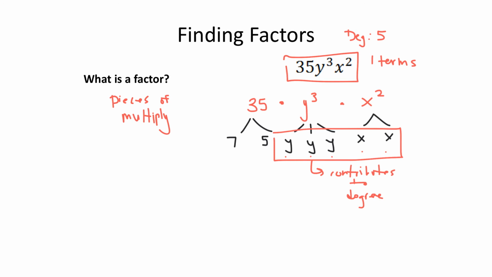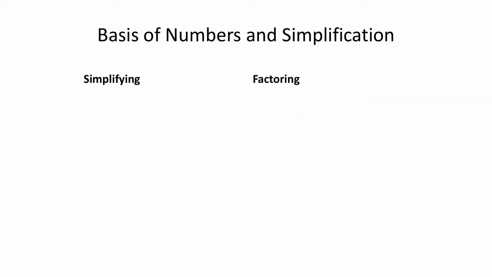So when we're looking at factoring, we're breaking it down until its smallest pieces so that we can look at what they have in common with other terms and how we can simplify even more based on this idea. And so we can talk briefly about the basis of numbers and simplification. With simplification, we're trying to get to an answer, an expression based on lowest values.